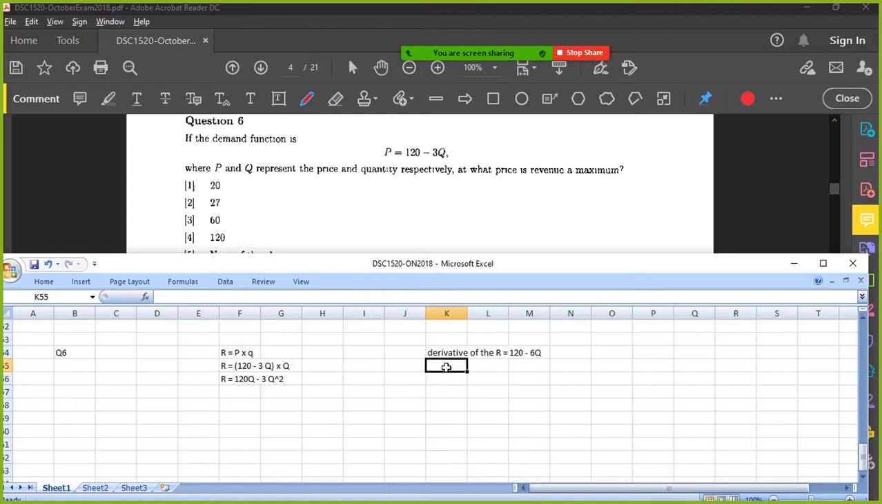Yes. Okay, when you find the min or the max, you make that equal to 0. Then if you solve, that should be 20. So option 1. Is that right? Minus 6 divided by 6. Yeah, that's right. Option 1.